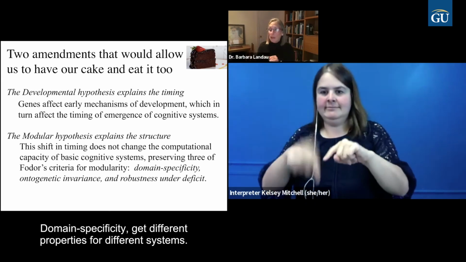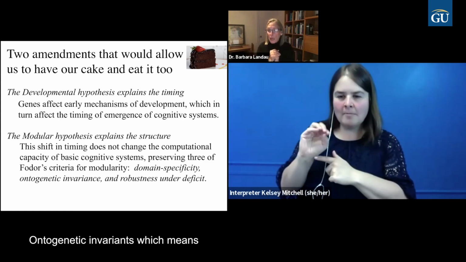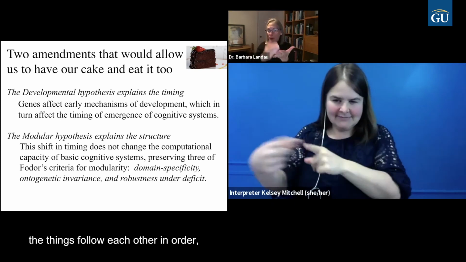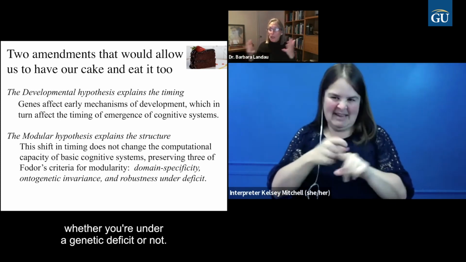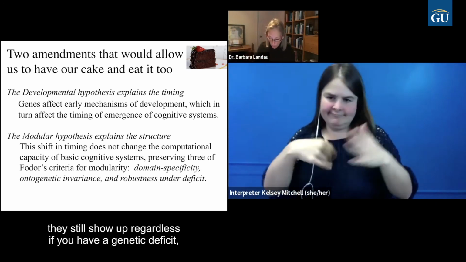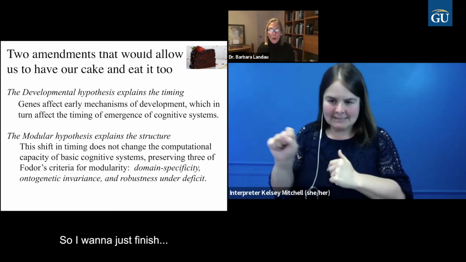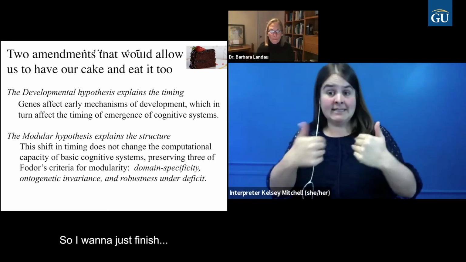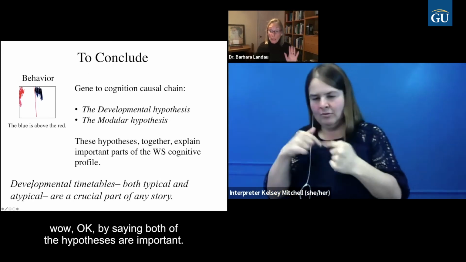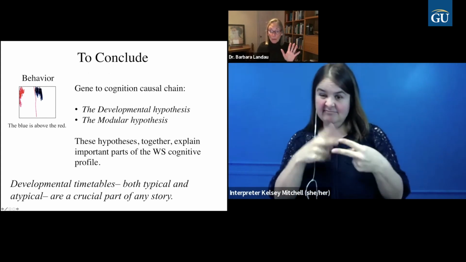Domain specificity, you get different properties for different systems. Ontogenetic invariance, which means that things follow each other in order, whether you're under a genetic deficit or not. And robustness under deficit. They still show up regardless of whether you have a genetic deficit or a full complement of genes. So I want to just finish by saying both of the hypotheses are important.